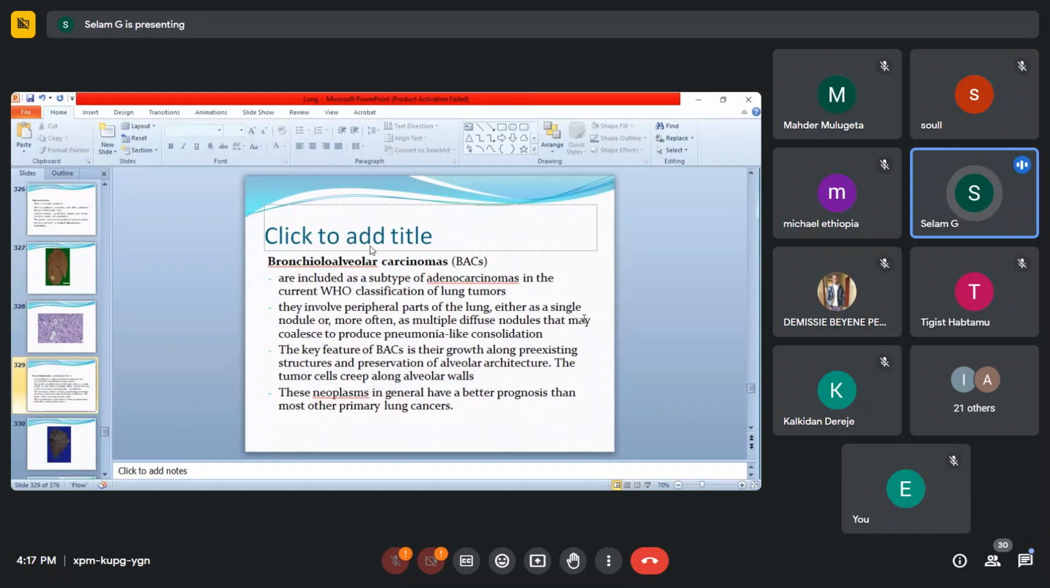Bronchoalveolar carcinomas are included as a subtype of adenocarcinomas in the current WHO classification of lung tumors, but they involve the peripheral part of the lung, either as a single nodule or more often as multiple diffuse nodules that may coalesce to produce pneumonia-like consolidation. The key feature for bronchoalveolar carcinoma is their growth along pre-existing structures and the preservation of alveolar architecture. So the tumor cells creep along the alveolar wall and infiltrate. These neoplasms in general have a better prognosis than most other primary lung carcinomas, like the small cell is the worst, and adenocarcinomas are the second worst.